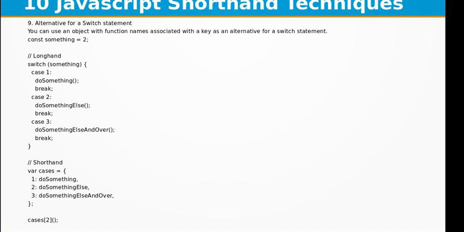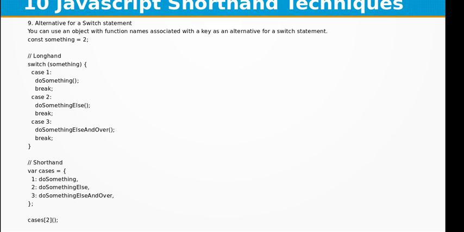Now let's look at an alternative for a switch statement. You can use an object with function names associated with a key as an alternative for a switch statement. So if we have const something equal to, the longhand version would have been a switch case block which receives a variable something. So case 1 would have been do something, case 2 do something else, and case 3 do something else and so on.